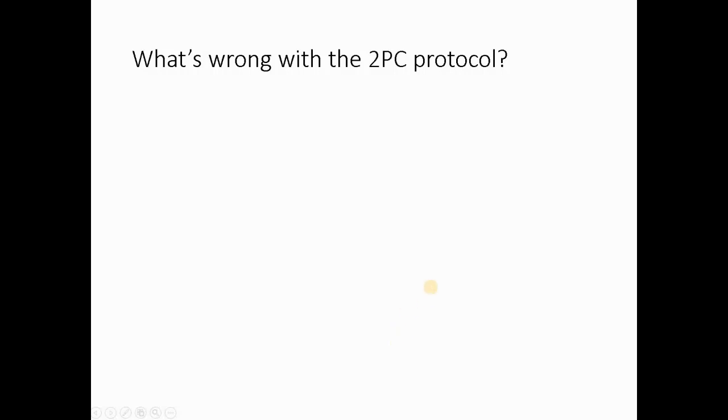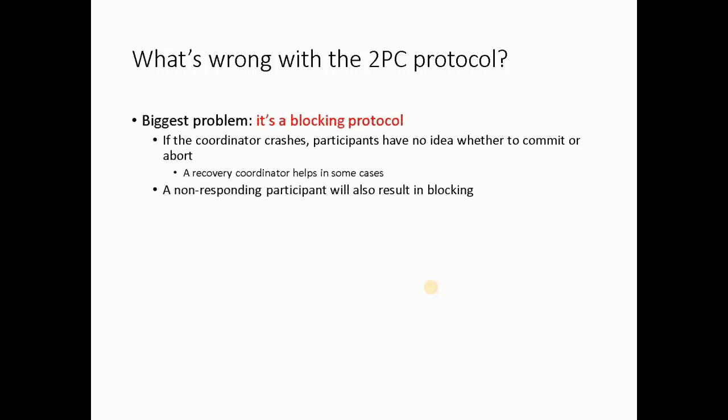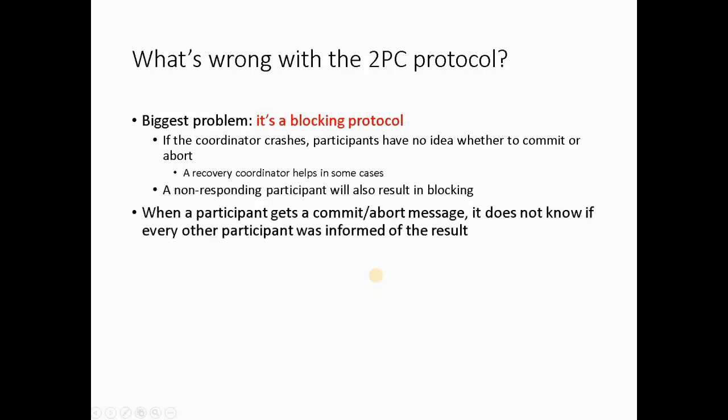So let's look at the issues in the two-phase protocol. The biggest problem in the two-phase protocol is that it's known as a blocking protocol. For example, if the coordinator crashes, then participants have no idea whether to commit or abort. In case you have a recovery coordinator, it may help. The same thing happens with non-responding participants, because we know that you need unanimous agreement. If one of the participants does not respond, then the protocol blocks. When a participant gets a commit or abort message, it does not know if every other participant was informed of the result. So that is also another issue.